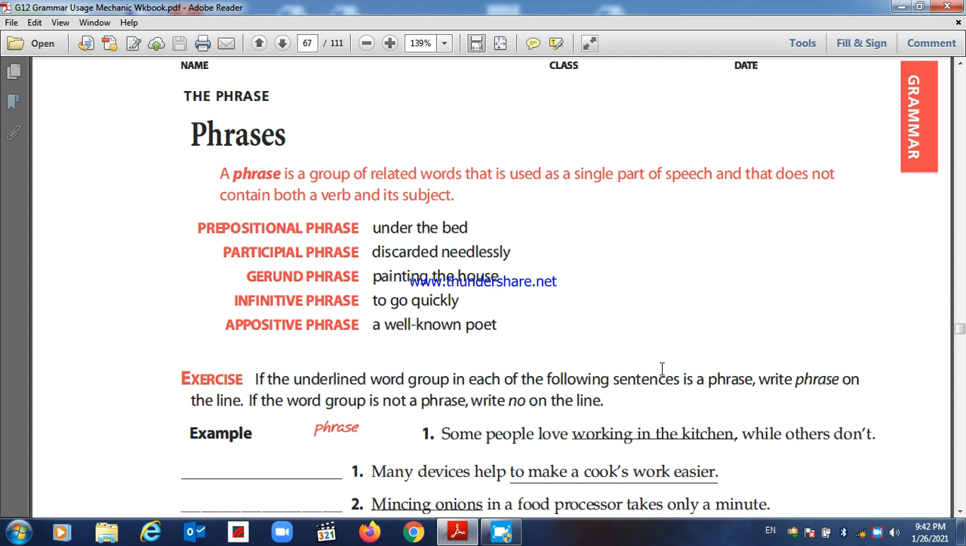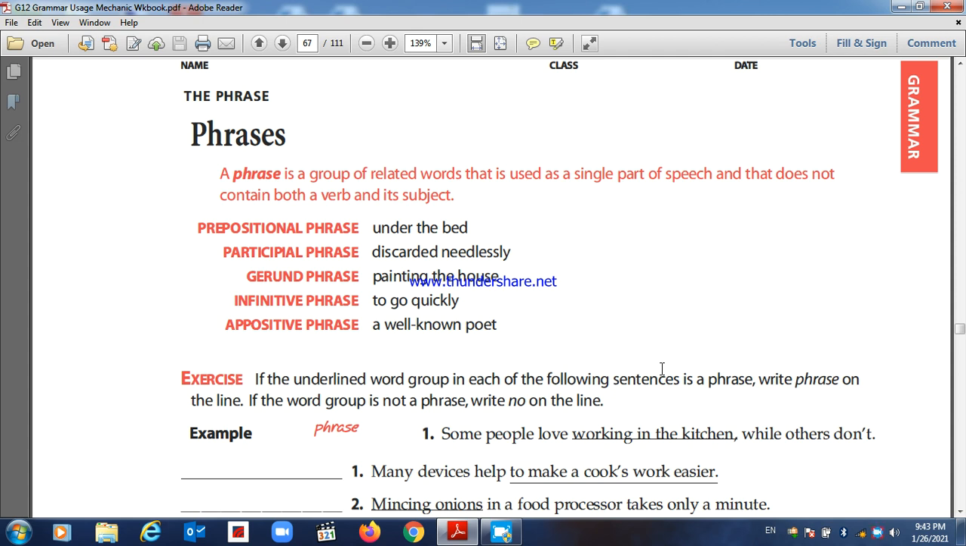Number 4, infinitive phrase. Of course, the infinitive phrase is very simple. It starts with to go, to play, to eat, to dance, right? This is the infinitive. I mean, it's very simple. To go quickly, infinitive phrase. The appositive phrase, okay, gives information about the word that comes before it. So it's an appositive phrase and you studied it in the SAT.